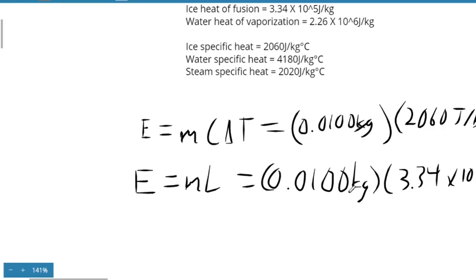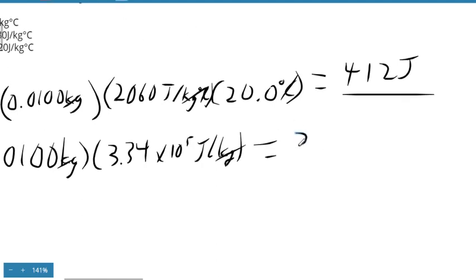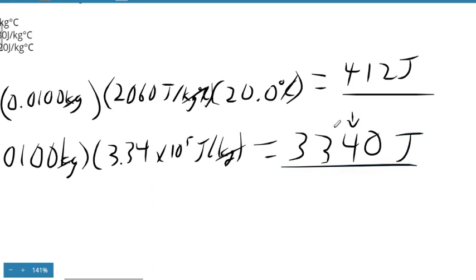So the kilograms cancel out, and we're left with 3.34 times 10 exponent 5. That's 334,000, and then we multiply by 0.01. We get 3,340 joules. And this one has 3 sig figs.